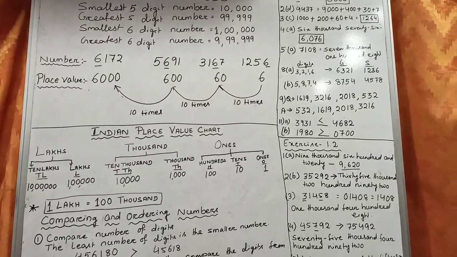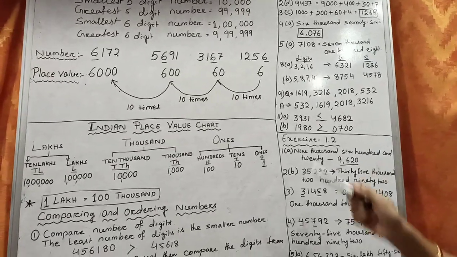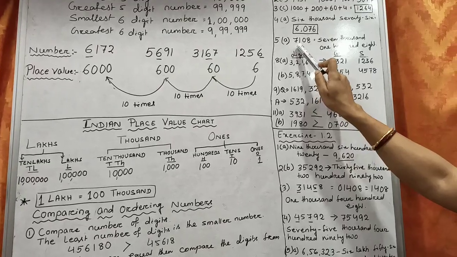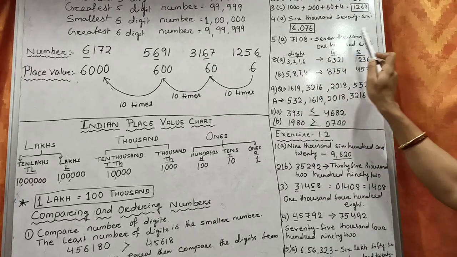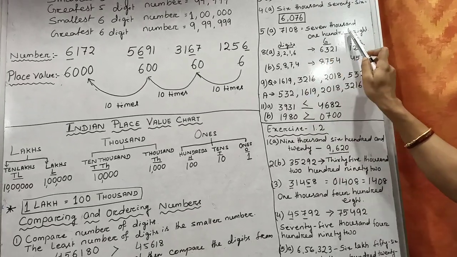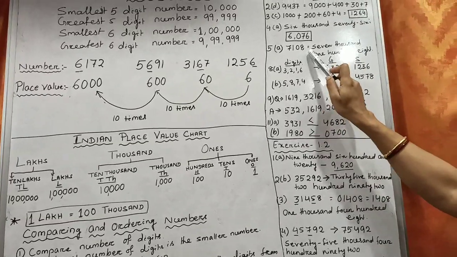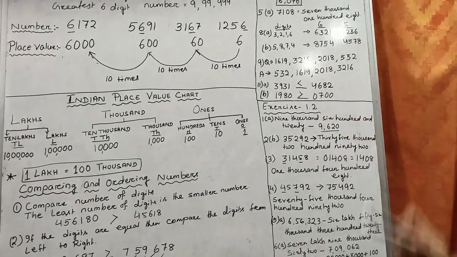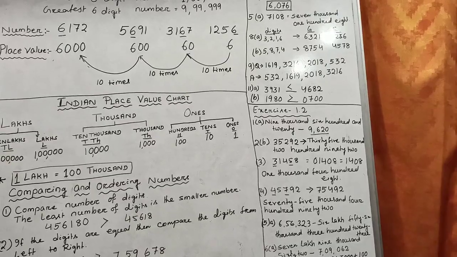Then question number 5. Write the number name of the following numerals. Here 7000. 7 is in 1000 place. So 7108. 1 is in 100 place. Then 8. 7108.